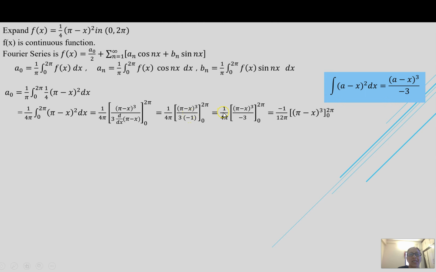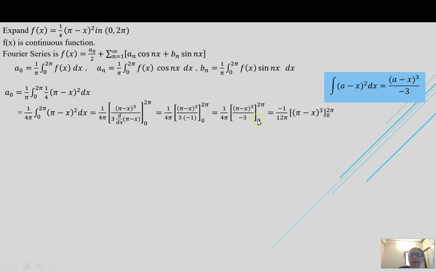Now this gives 1 by 4 pi into (pi minus x) whole cube by 3 into minus 1, that is minus 3. Now this minus 3 is constant, so you can take it outside. If you take it outside, it multiplies 4, so even this minus sign can be taken outside. So here we get minus 1 by 4 into 3, that means 12 pi, and within the bracket (pi minus x) whole cube remains, under the limits 0 to 2 pi.